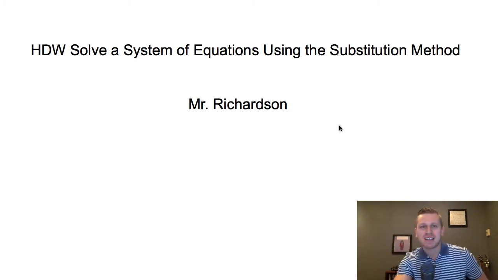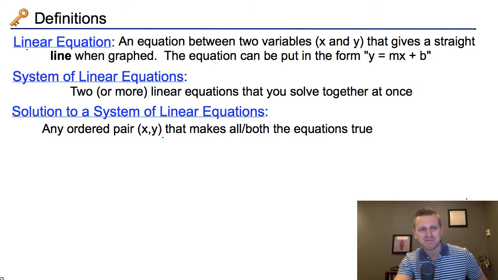What we're going to do today is solve a system of equations using the substitution method. Well, we need some key definitions to get started. First definition we need is, what is a linear equation? A linear equation is one of those things that students say you can put into y equals mx plus b form, or slope-intercept form. It's essentially an equation that when you graph it, it forms a line.